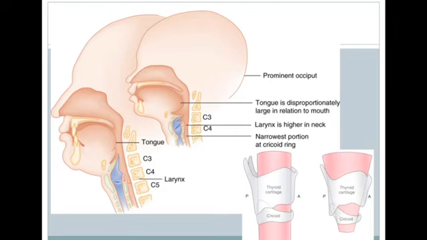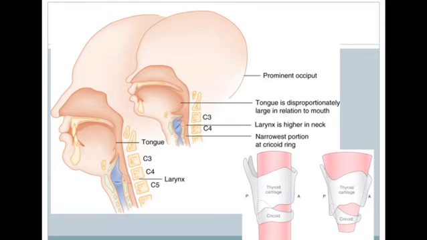In an adult patient, the lower position of the larynx makes it easier to see the vocal cord and guide your ETT accordingly.